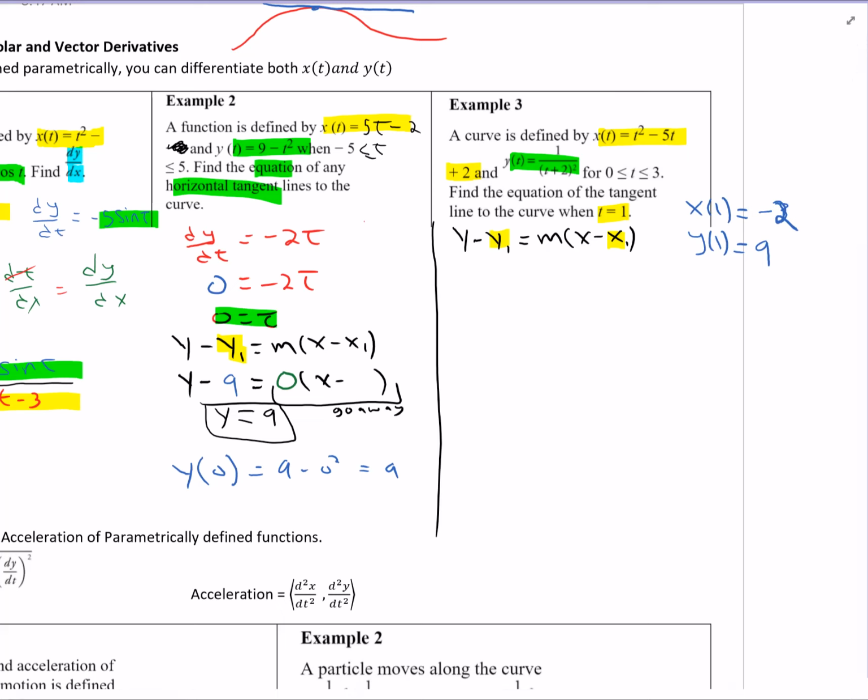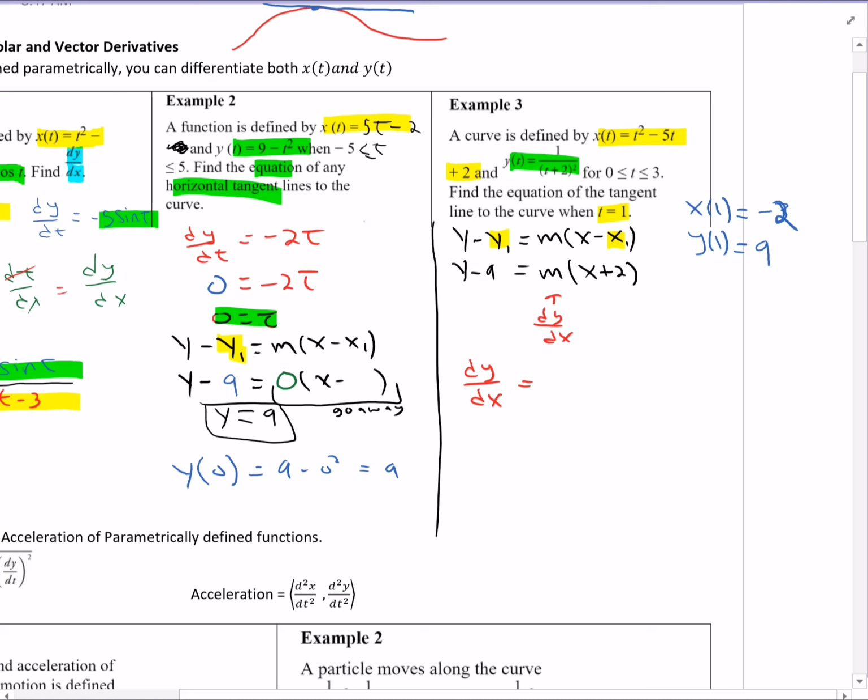And so we could rewrite this equation now as y minus 9 equals, we still don't know what m is, x plus 2. And now we need to find the m, which is dy dx, right? This change in y, change in x. So in order to do this, we need to find dy dt and dx dt and divide by them, right? So I'm going to go ahead and write it out.